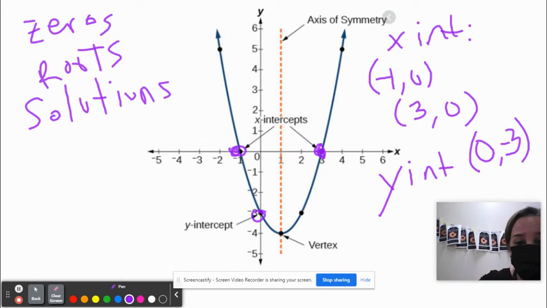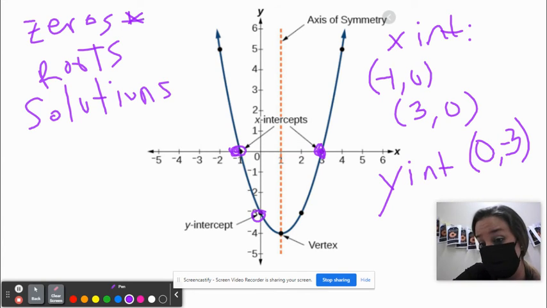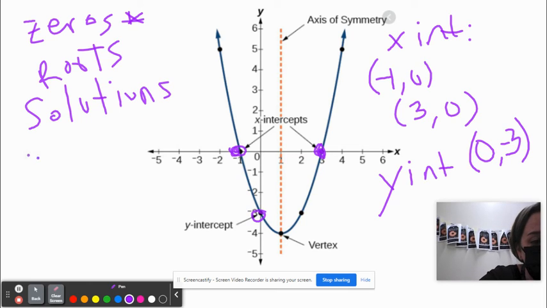Now, I'm going to refer to them as zeros. Some teachers say roots, some say solutions, which is really just another way to identify exactly the x-intercepts. So we would just say our solutions or our zeros are -1, 3. It's not a coordinate point, so you don't put the parentheses around it. You're just saying, hey, it's this one and that one.